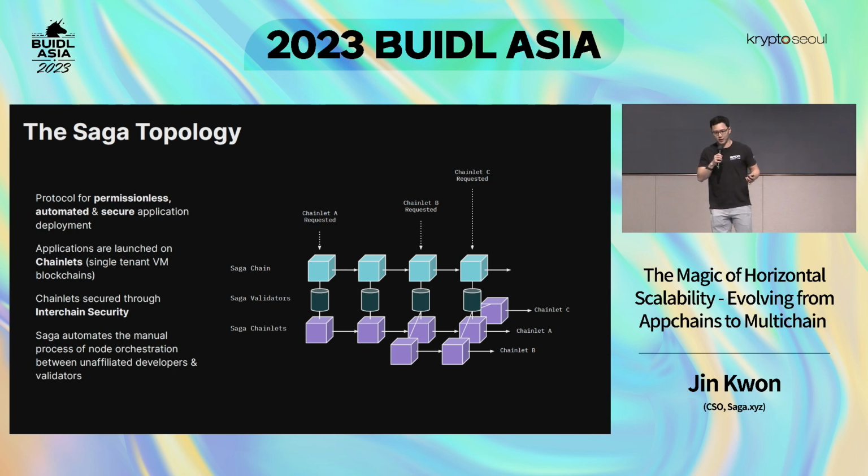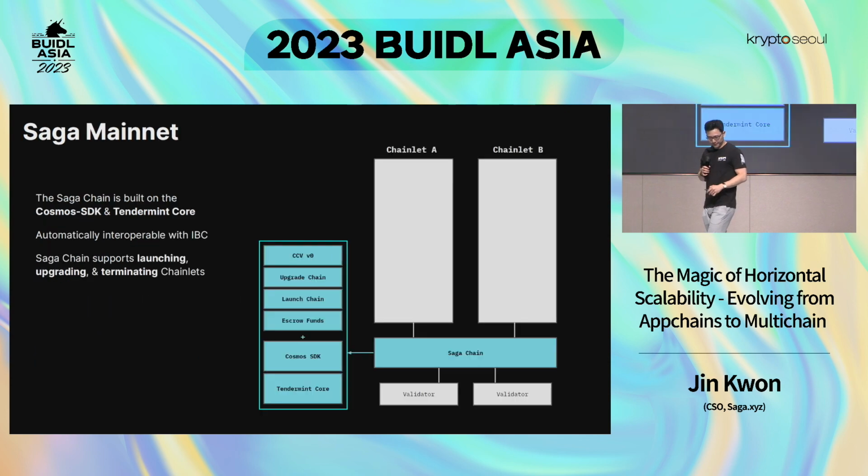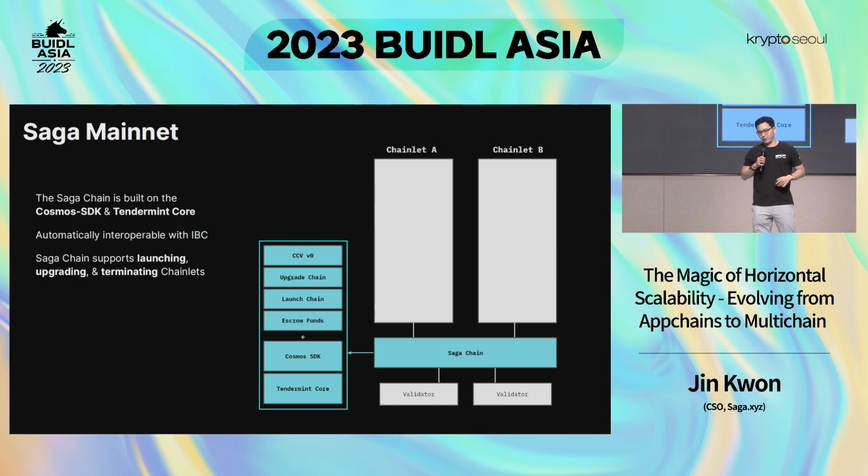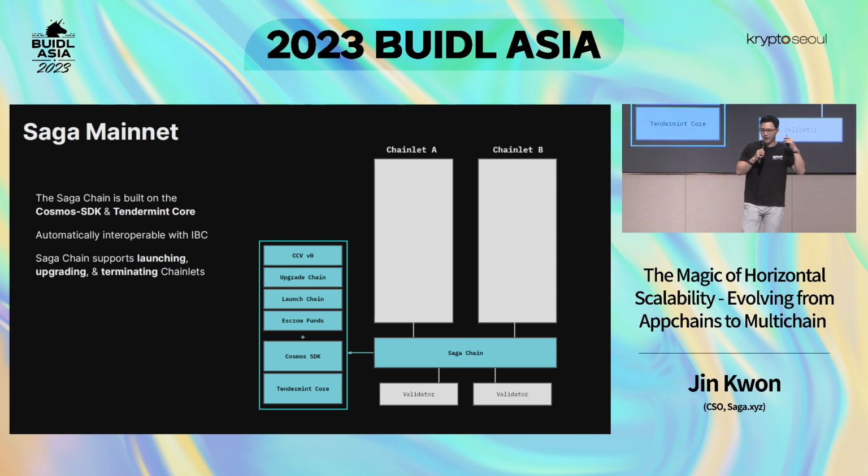Interchain security is a concept in Cosmos that allows you to borrow security from another chain. It almost works like EigenLayer's restaking protocol. And so what Saga does is it automates the manual process of launching these app chains, and you can do that in pretty much seconds. The Saga mainnet, as mentioned, is built on the Cosmos SDK and Tendermint core. It's a chain, and all it does is receive transactions to launch these chainlets. And the nice thing about this is because we're using IBC for all the transactions, every chainlet here is interoperable using IBC.